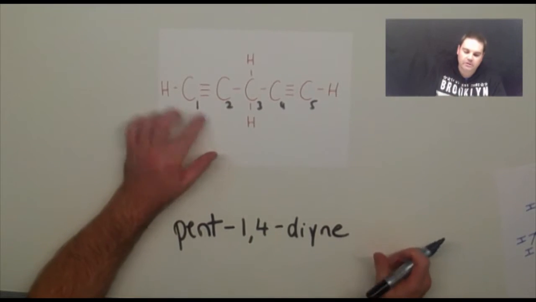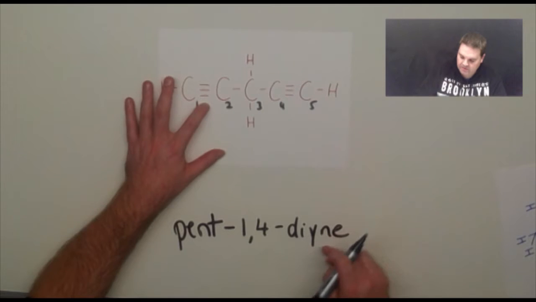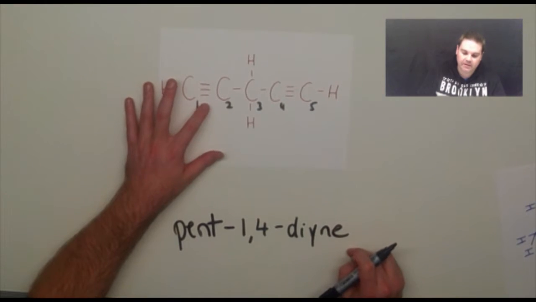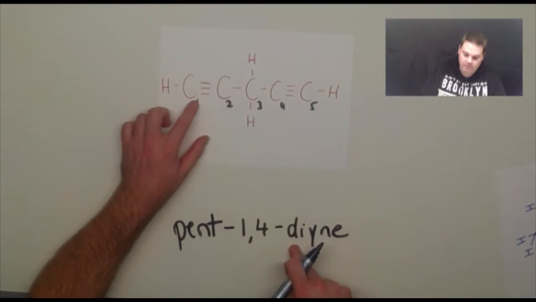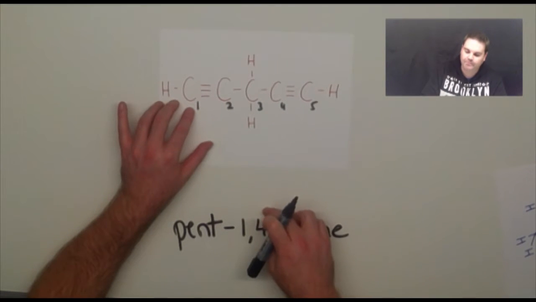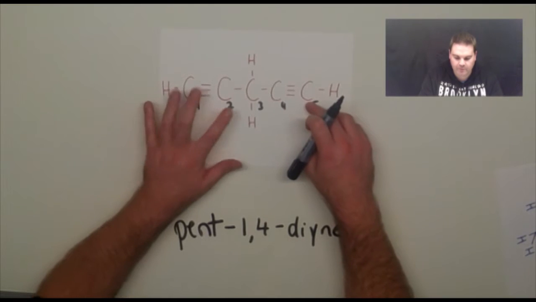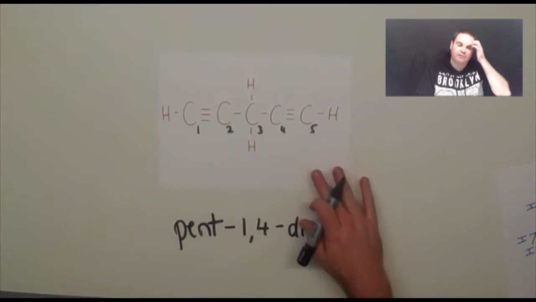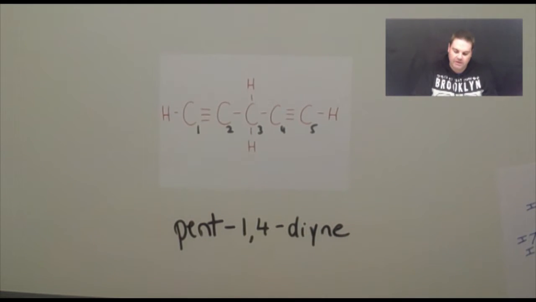Okay, so triple bonds give it the yne ending. There's 2 of them, so we put a di in there. Then we show which carbons they start with, the first and the fourth, so it's 1,4. If we numbered it this way, it'd still be 1,4-diene, so it wouldn't really matter which way we changed it around. But anytime you have 2 of something, you put a di in.